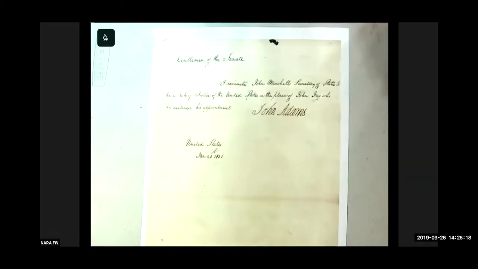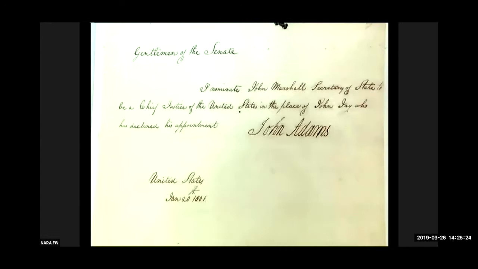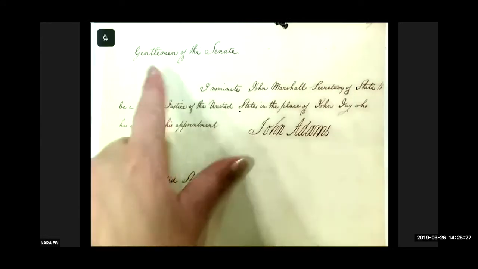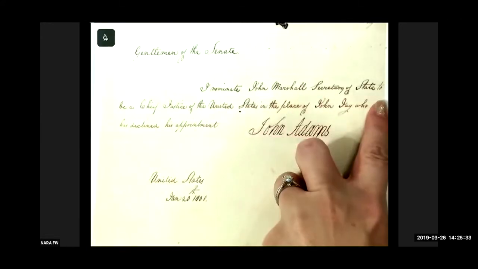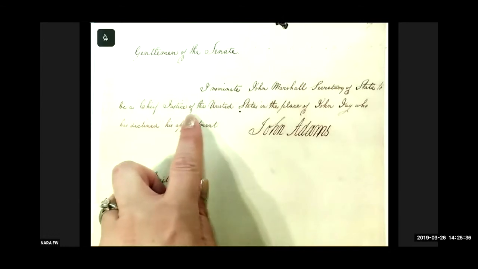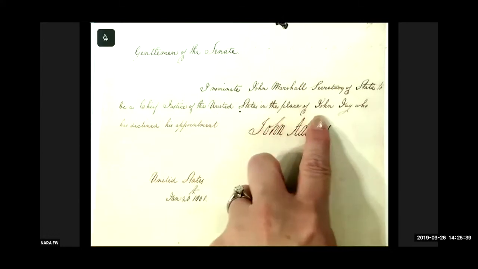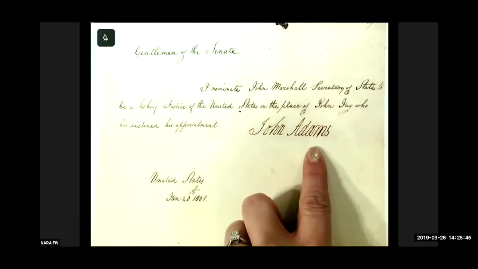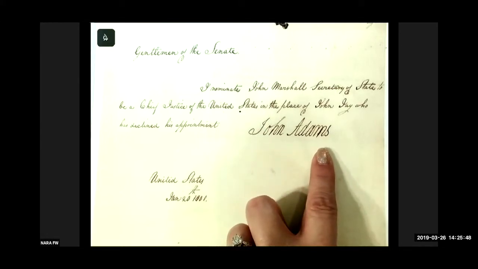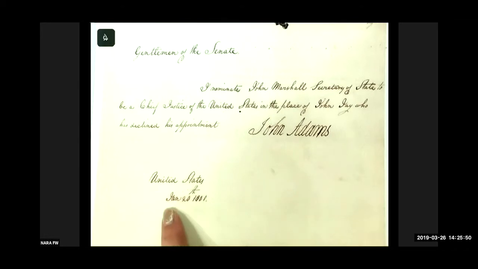I think I'm going to switch over to my document camera and see if I can zoom in, and I will read what it says. There we go, now that it is in focus. It says, "Gentlemen of the Senate, I nominate John Marshall, Secretary of State, to be Chief Justice of the United States in the place of John Jay, who has declined his appointment." And then it has John Adams written in a very large script, and it says United States, January 20th of 1801.